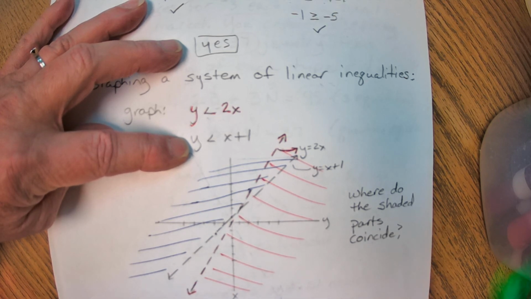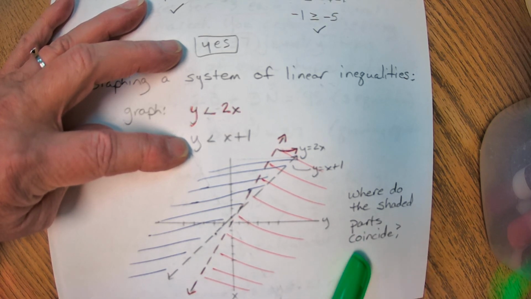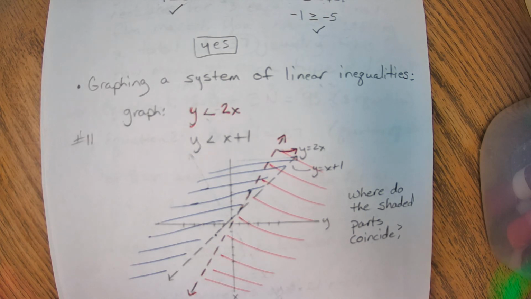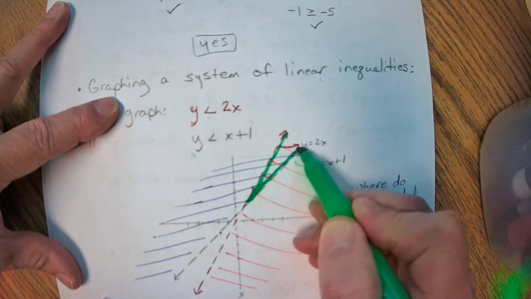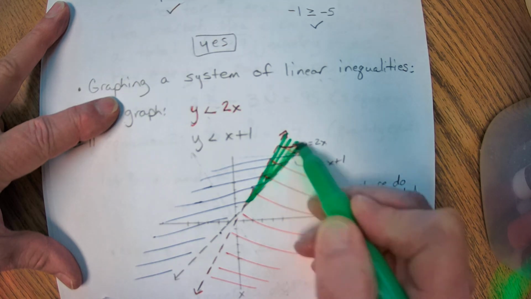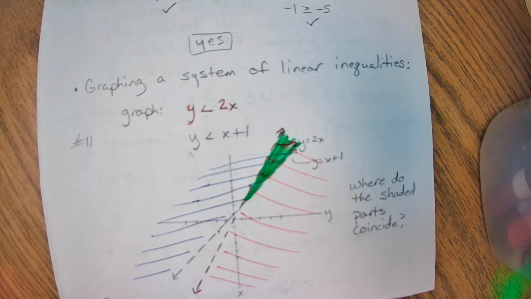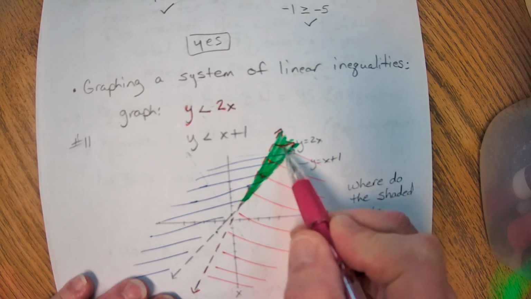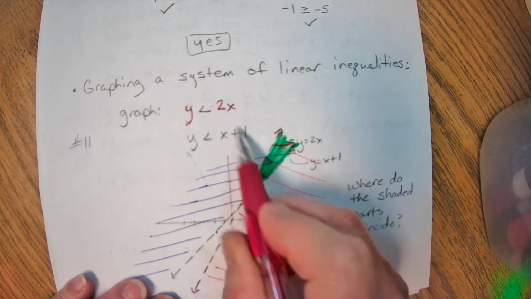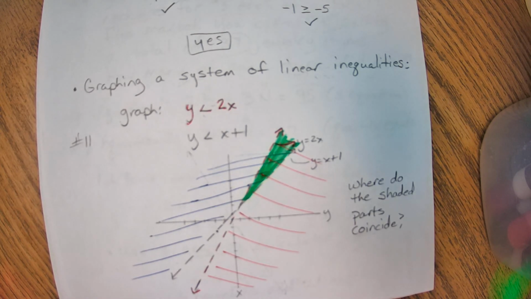And then you want to look at where the shaded parts coincide. And we can see that the solution is that wedge right there. So any point that lies in this area is going to be a solution to this system.